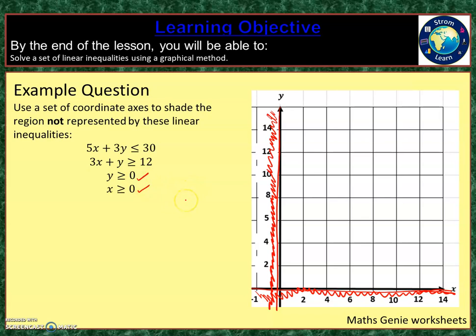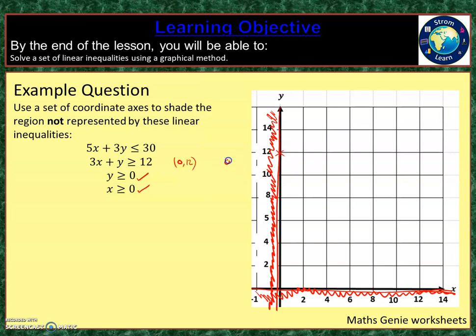Okay, next one. You can do this by drawing out a whole table of values with x and y and find those coordinates and plot the points. But actually, it's usually a lot easier if we just consider what happens if x is 0 and what happens when y is 0. So if x is 0, then I get 3 lots of 0 plus y is greater than or equal to 12, I get y is 12. So 0, 12 lies on this line.